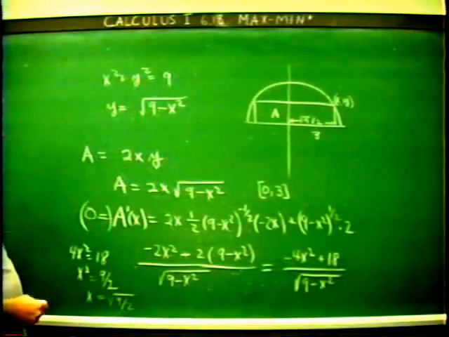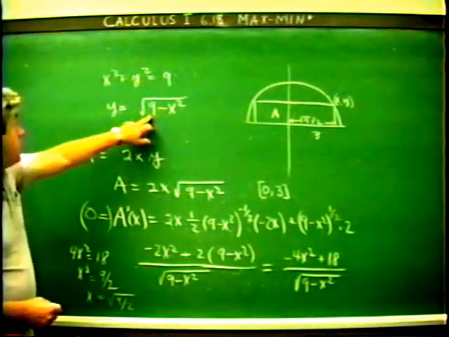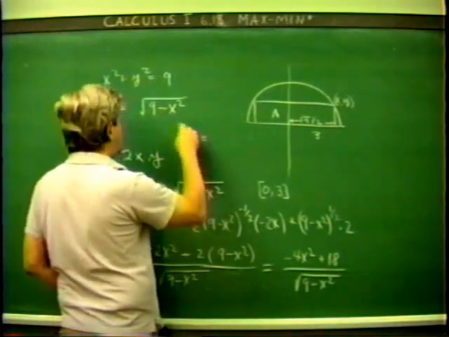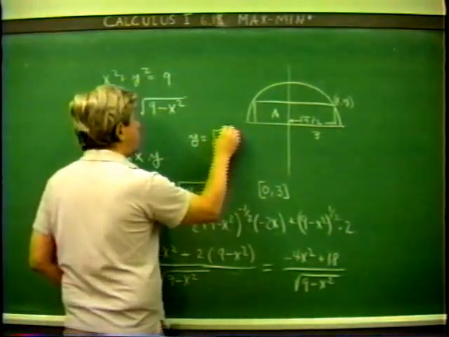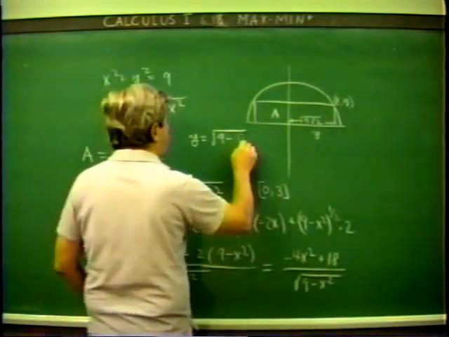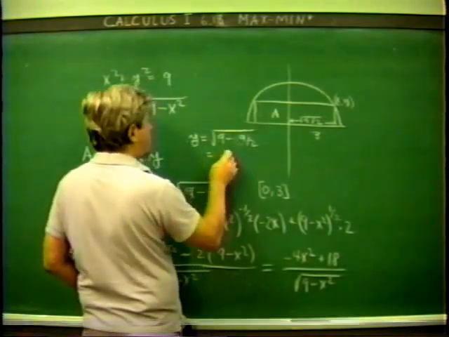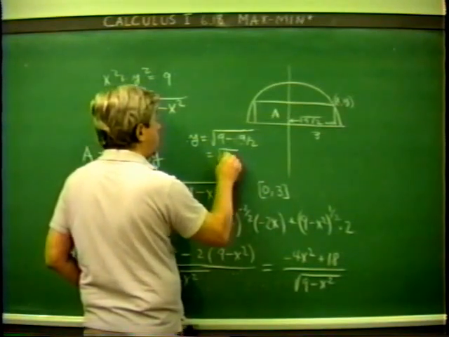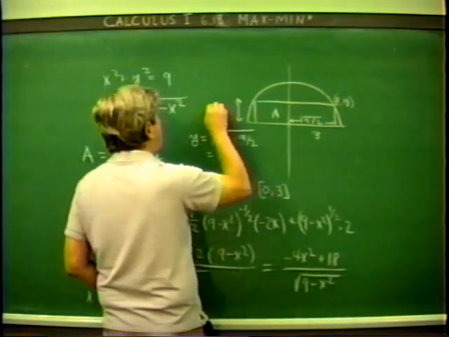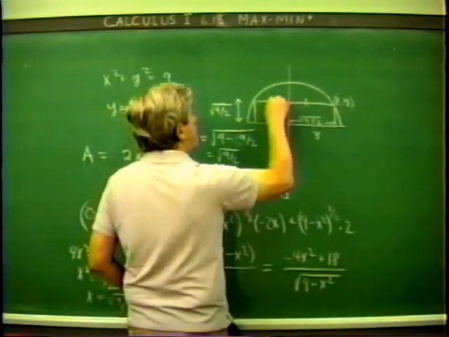All right, so the square root of 9 over 2 here, for x. What's y then? Well, 2xy is the area. Y is the square root of 9 minus x squared. So y then is equal to the square root of 9 minus (9/2), which is equal to the square root of 9/2. So y is the square root of 9/2.